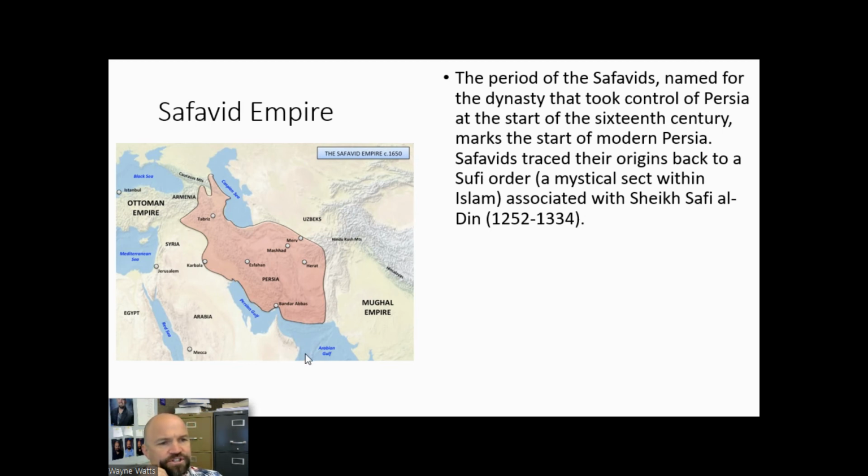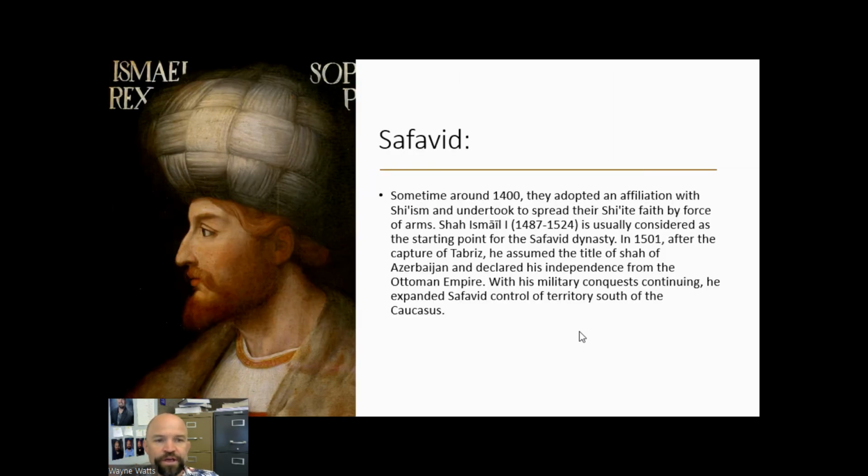Safavids trace their origins back to a Sufi order, which is a mystical sect within Islam, associated with Sheikh Safi al-Din, who lived from 1252 to 1334. The Safavids, sometime around 1400, adopted affiliation with a different type of Islam called Shi'ism, and undertook to spread their Shiite faith by force of arms. Shah Ismail, who lived from 1487 to 1524, is usually considered as the starting point for the Safavid dynasty. In 1501, after the capture of the city of Tabriz, he assumed the title of Shah of Azerbaijan and declared his independence from the Ottoman Empire. With his military conquest continuing, he expanded Safavid control of territory south of the Caucasus Mountains.